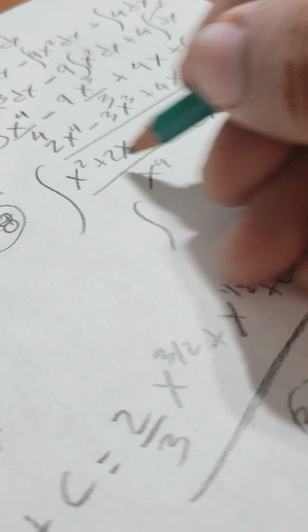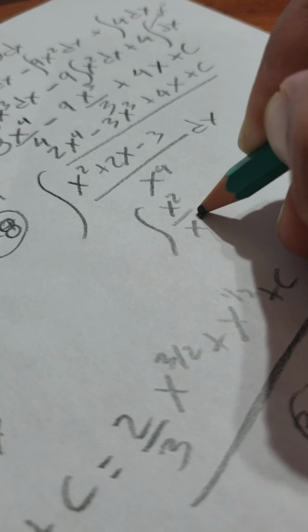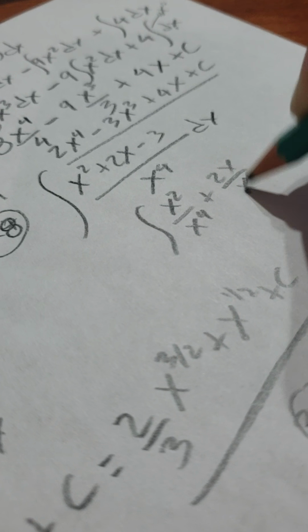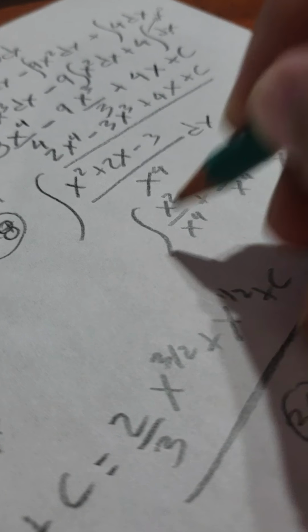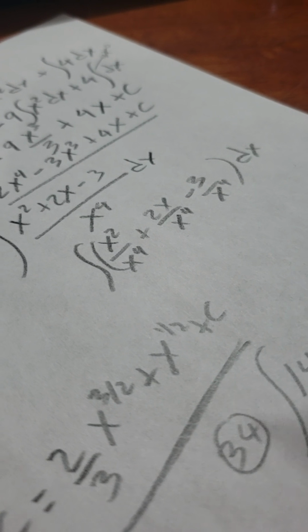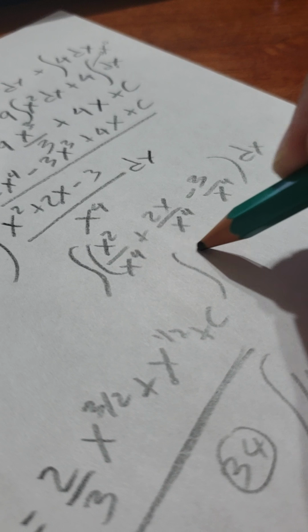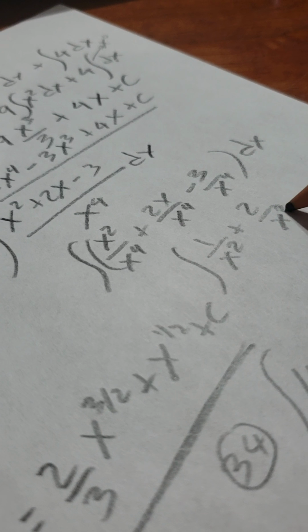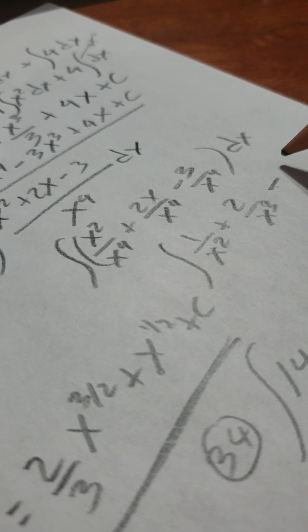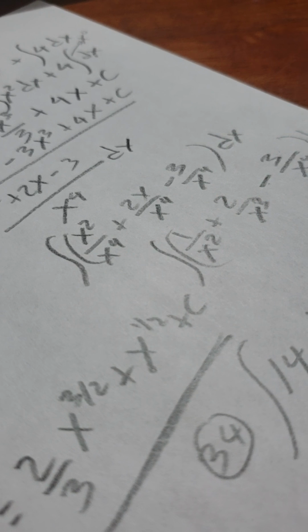It will be x to the second power divided by x to the 4th power. Remember, we have this x to the 4th power, plus 2x divided by x to the 4th power, minus 3 divided by x to the 4th power, dx. It's only rewriting here. Now, in this simple way, it will be 1x to the second power plus 2x to the 3rd power minus 3x to the 4th power, dx.